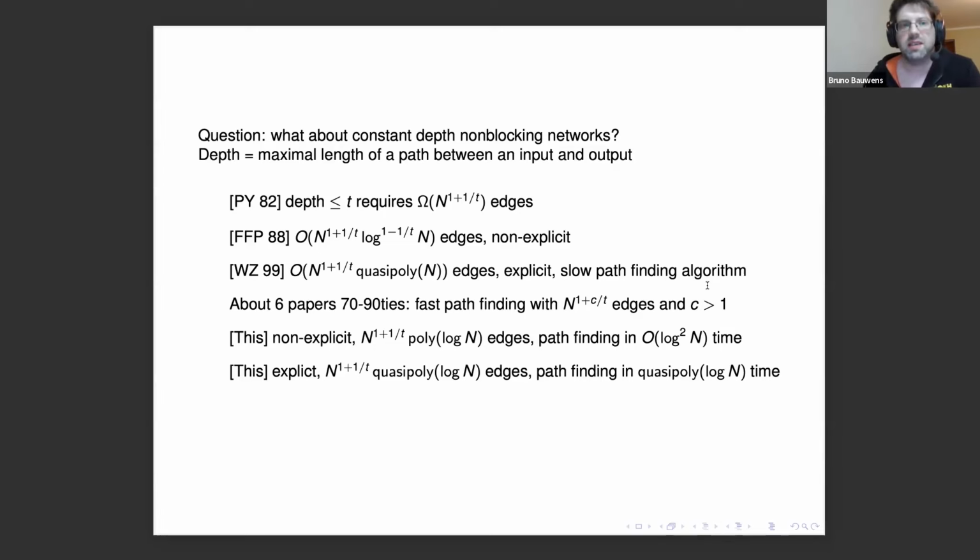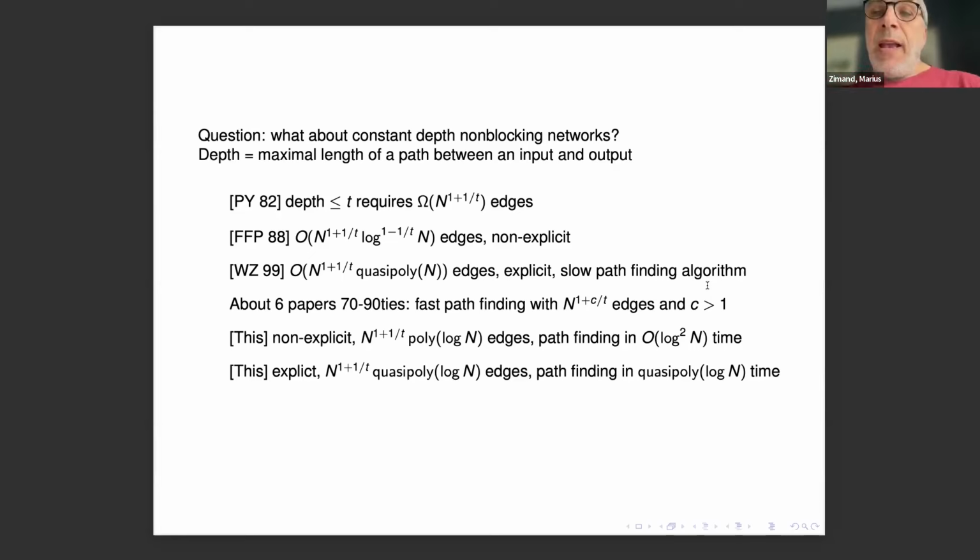Any network with depth t needs to have at least n to the power 1 plus 1 over t edges. And with non-explicit constructions, you can get this upper bound, but the pathfinding algorithm is exponential in n. Then Wigderson and Zuckerman gave explicit constructions that match the bound up to a quasi-polylog n factor. I wrote quasi-poly n, that should be log n edges.